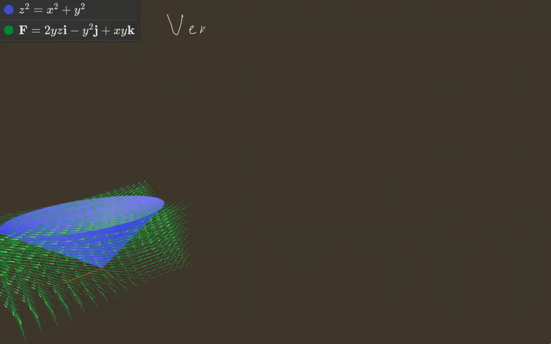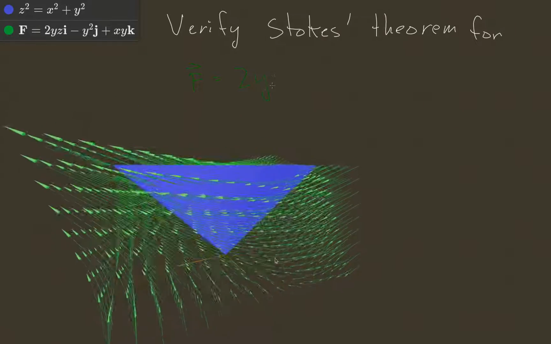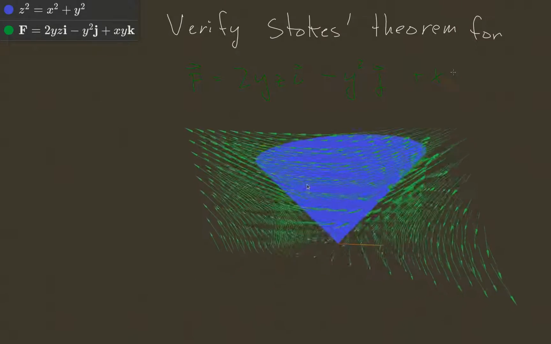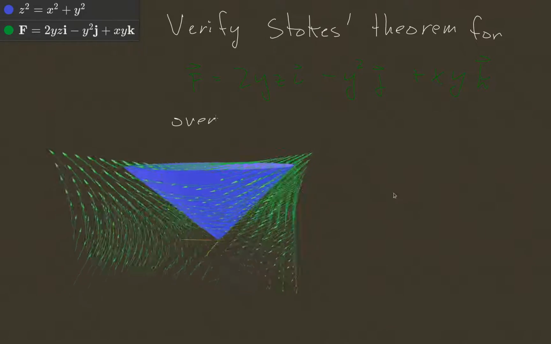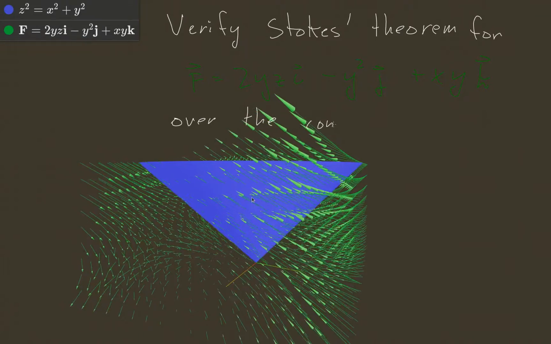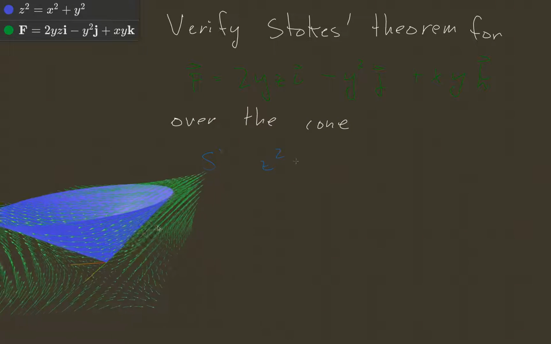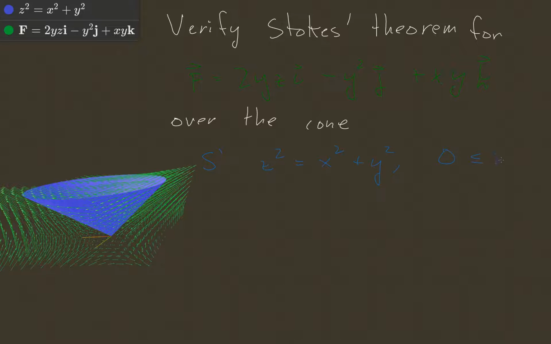In this example, we'll verify Stokes' theorem for the vector field F equals 2yz i minus y squared j plus xy k. That's depicted over here. And then our surface will be the cone z squared equals x squared plus y squared with z between 0 and 2.